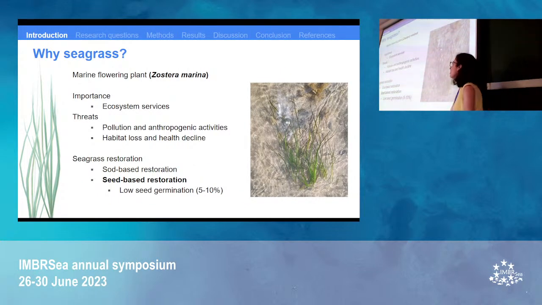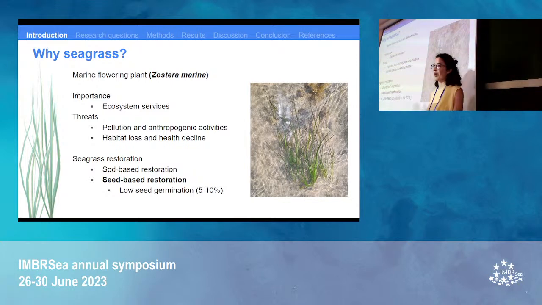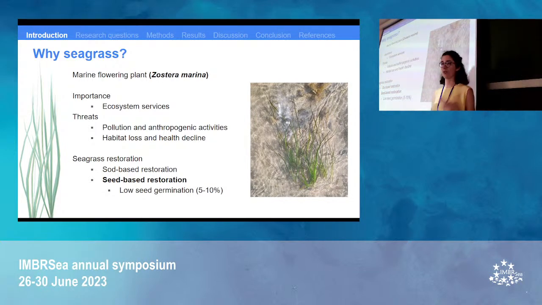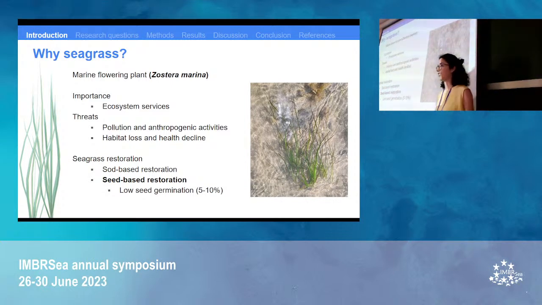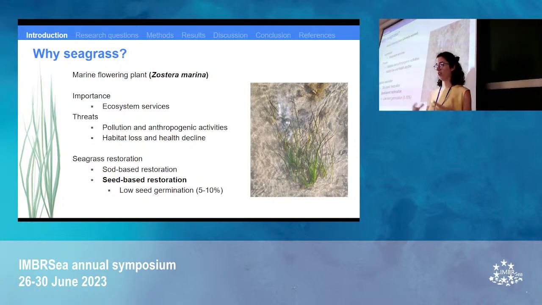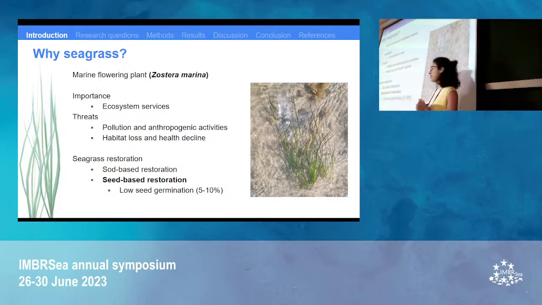All right, so starting with the introduction, what are seagrasses? They're marine flowering plants, and the chosen species was Zostera marina for my study. They are quite important. As we all know, they carry out many ecosystem services, but despite that, they are quite threatened by various anthropogenic activities such as pollution and others. To reverse the habitat loss and overall declining trends that seagrasses are facing, as Guillaume said, seagrass restoration is now a hot topic, and seagrass restoration can be either sod or seed based.